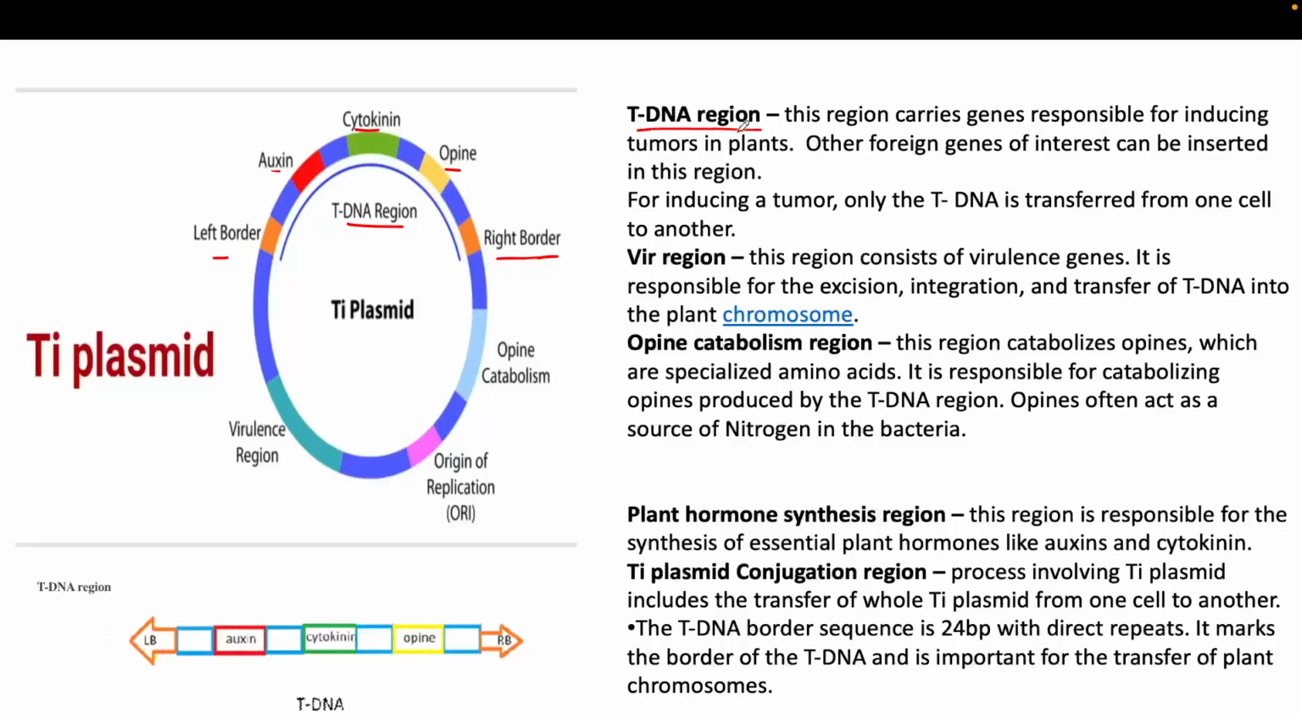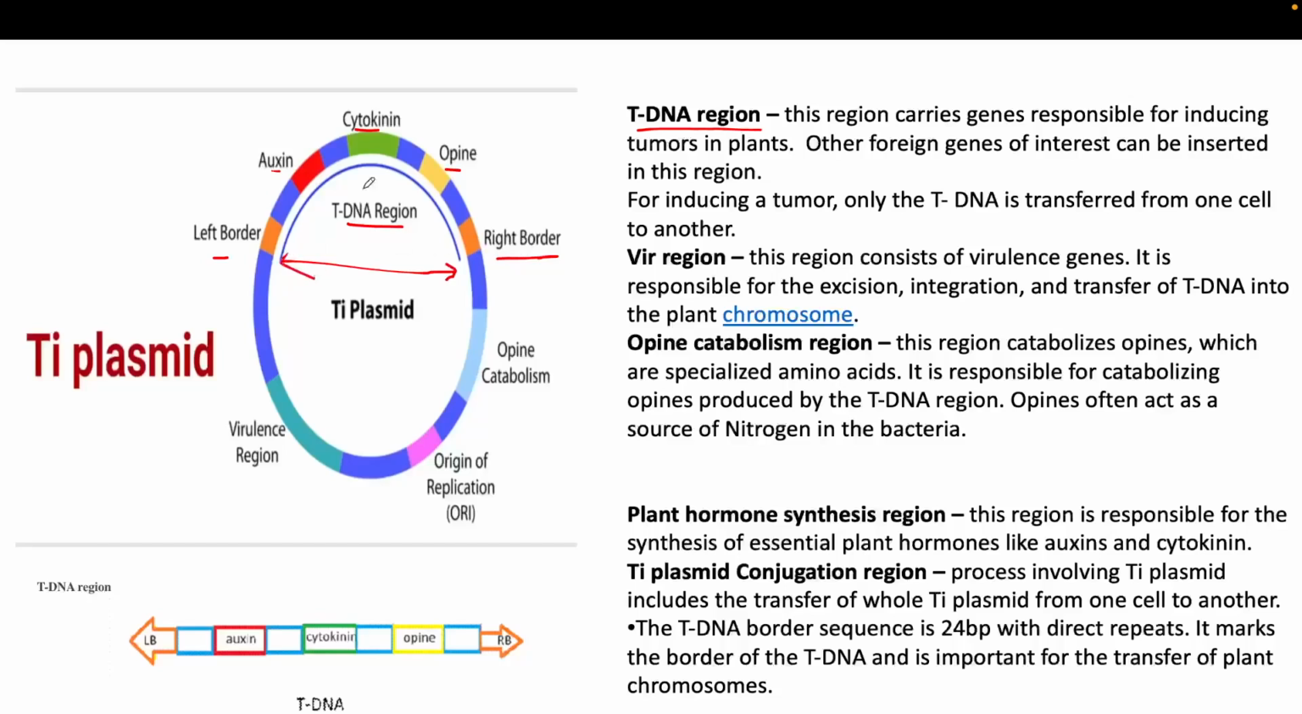So this is the T-DNA region, which is very essential part of the Ti plasmid. We can modify this T-DNA region to transfer our target gene into the plant cell. For inducing a tumor, only the T-DNA is transferred from one cell to another. If only this part is transferred, it can cause the crown gall disease.